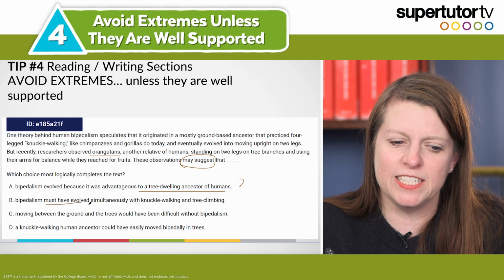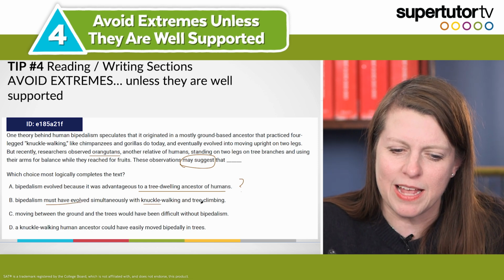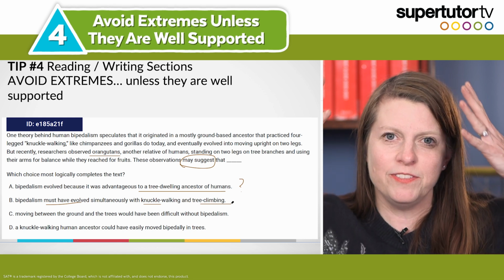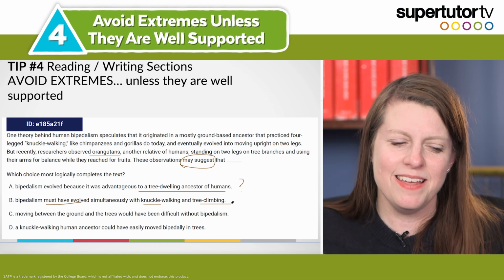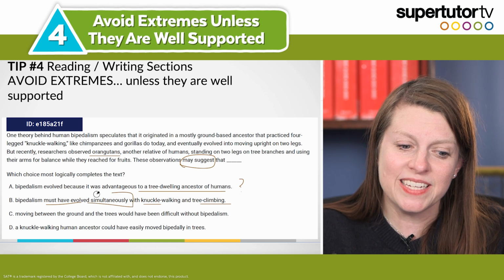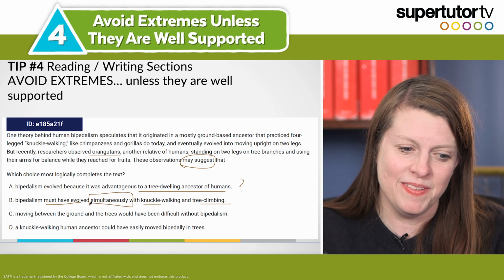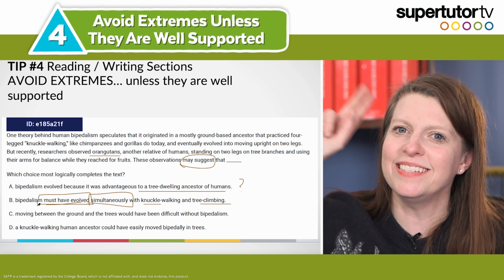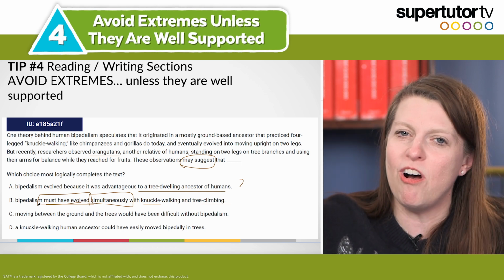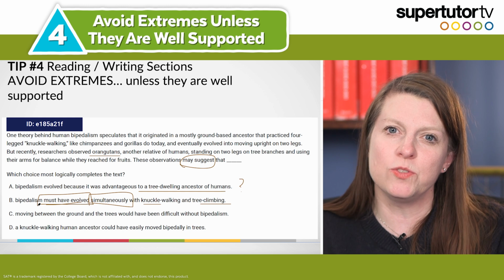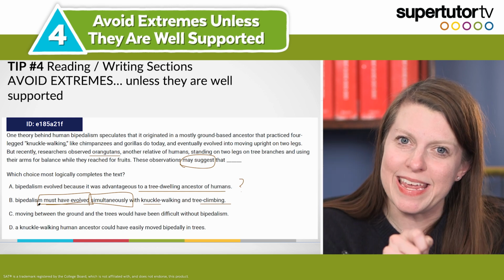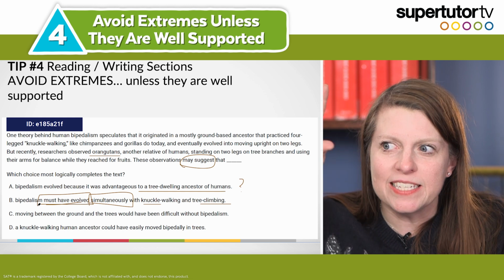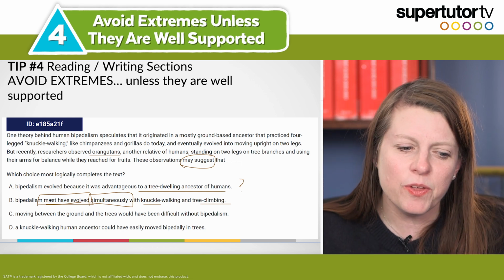Bipedalism must have evolved simultaneously with knuckle walking and tree climbing. That means we evolved tree climbing, we evolved knuckle walking, and we evolved human bipedalism all at the same time. That is really weird because evolution isn't about all at the same time, but "must have evolved" is also weirdly strong. So my SAT probably-wrong trigger is going off. Extremes don't make answer choices wrong, but they tend to be part of answer choices that are dodgy. So I'm just telling your little alert system to be wary of them. That's not the reason that this is wrong.